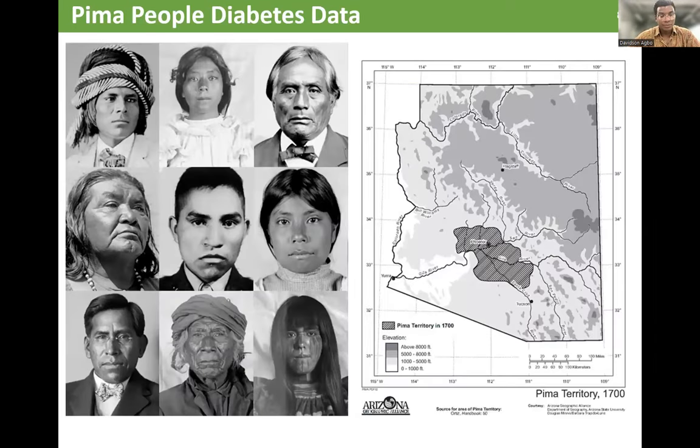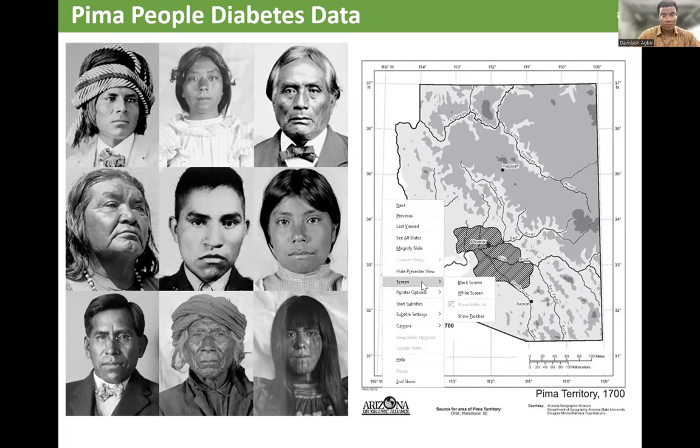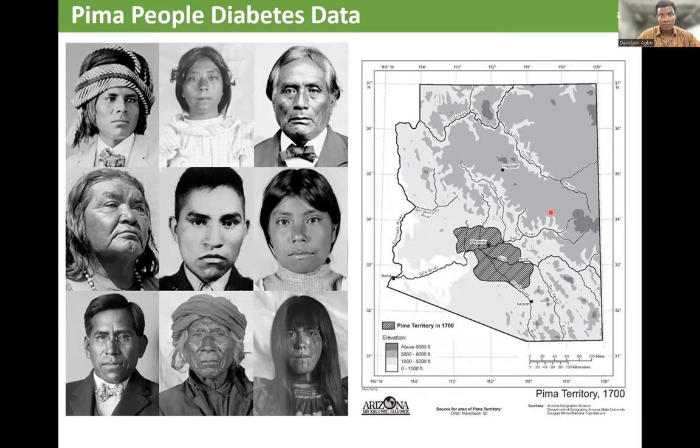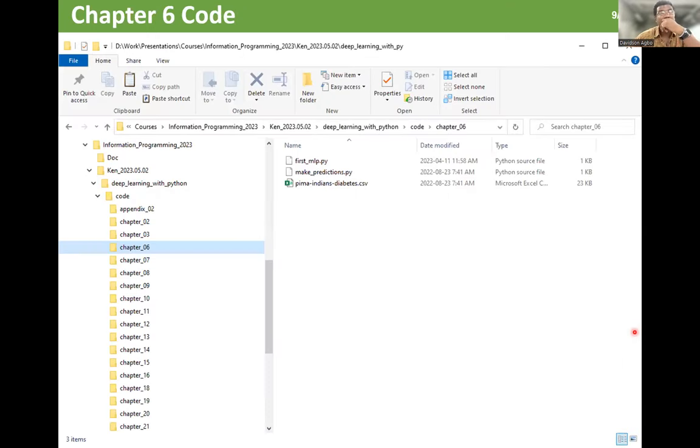So we'll start off with this example. The Pima people are a Native American tribe that lives in the state of Arizona. So on the left of this map is California, and over here is New Mexico. What they did was collect. I don't know why my mouse does not work.